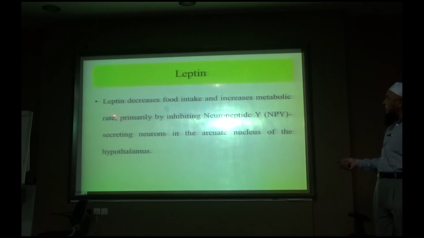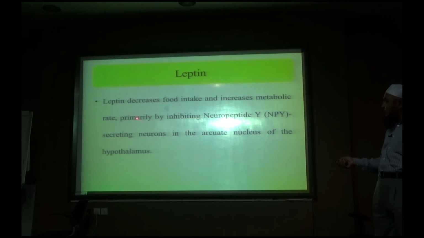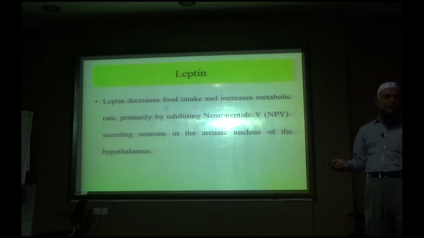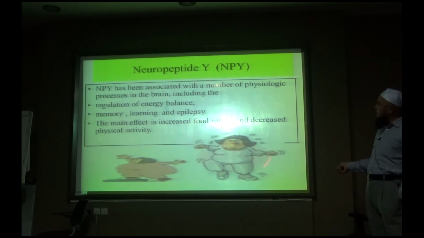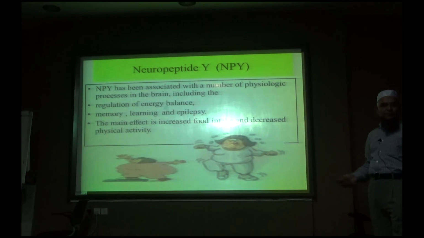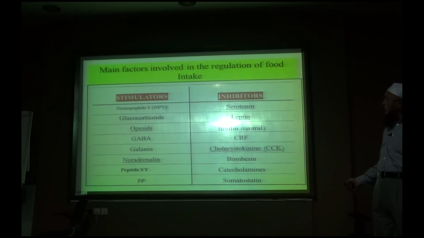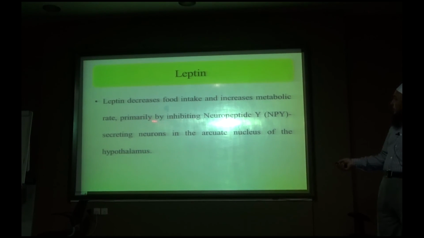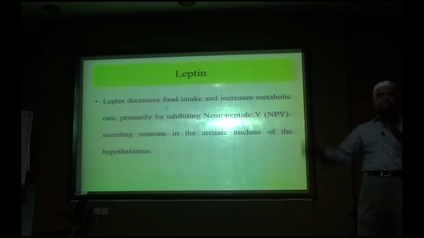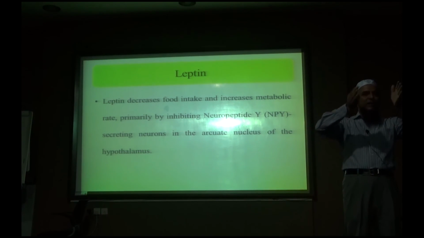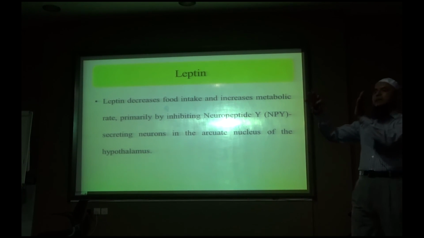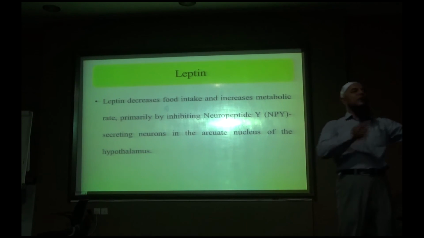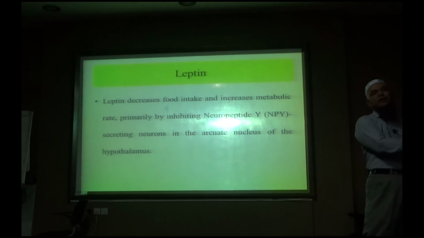Leptin decreases food intake and increases the metabolic rate, primarily inhibited by neuropeptide Y. This is very important. And what is the function of neuropeptide Y? It stimulates. Remember this picture. It stimulates. So leptin actually inhibits neuropeptide Y. When it inhibits neuropeptide Y, food intake is less. So when there is no leptin, there is no inhibition of neuropeptide Y, and the food intake will be increased.